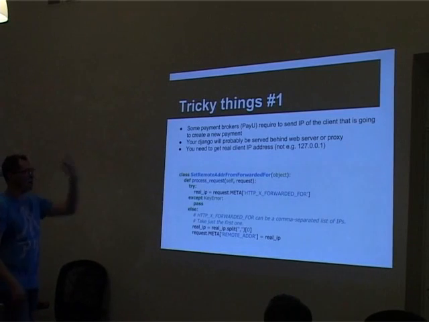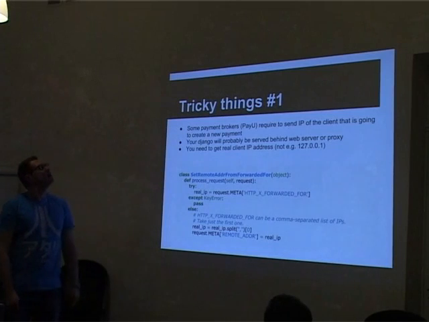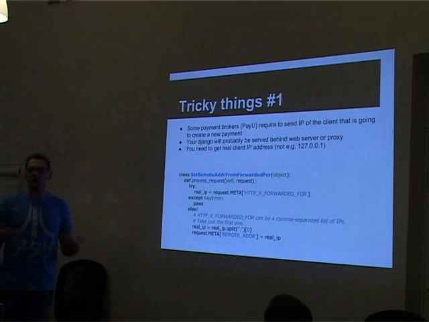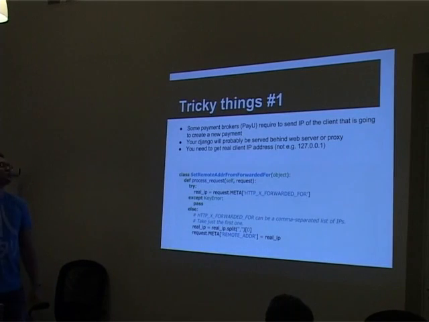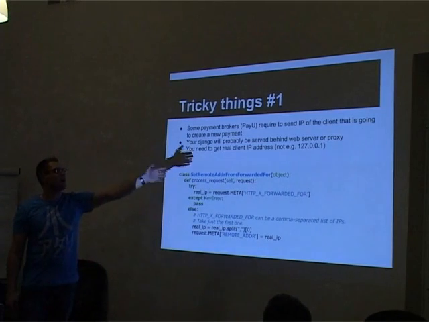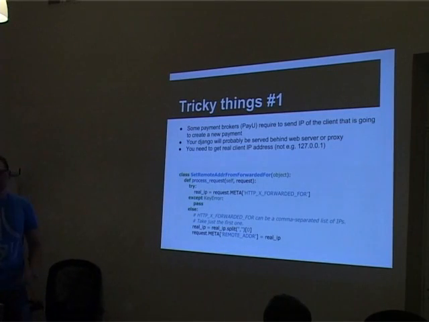So, for example, again, overcomplicated: PayU has some requirements that you need to send the IP of the client that is connecting to you, just to be double sure that this is the client that you are redirecting. So, if you have your Django, and we probably have some web server proxy behind it, you have something like a localhost IP when you're supposed to have a real IP.